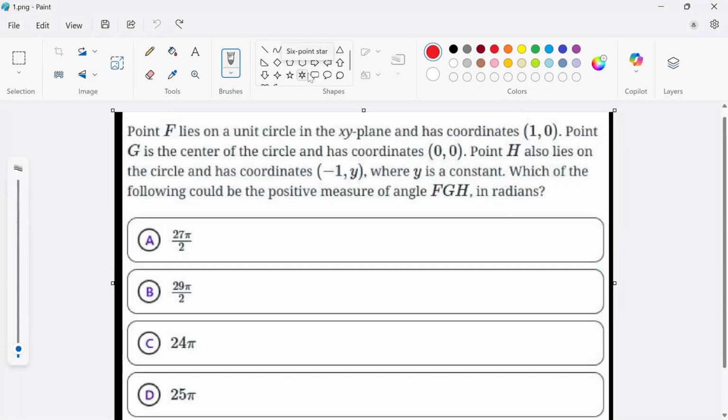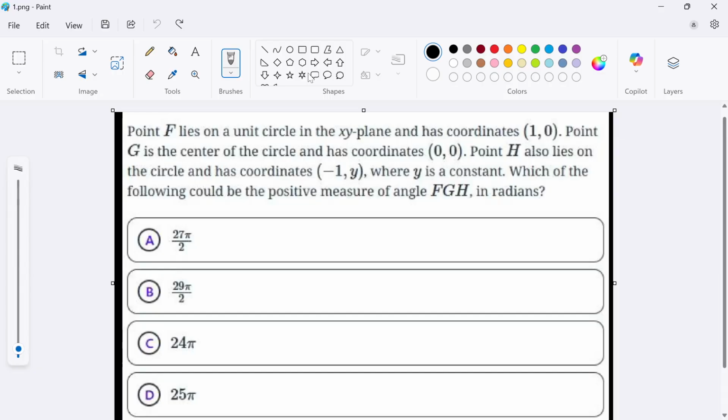This is an SAT math question. Step 1, read and understand the question. Point F lies on a unit circle in the XY plane and has coordinates 1, 0. Point G is the center of the circle and has coordinates 0, 0. Point H also lies on the circle and has coordinates -1, y, where y is a constant. Which of the following could be the positive measure of angle FGH in radians?